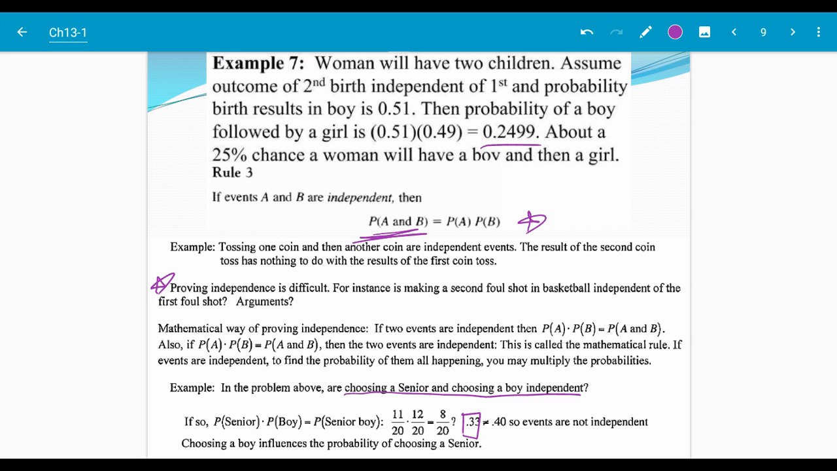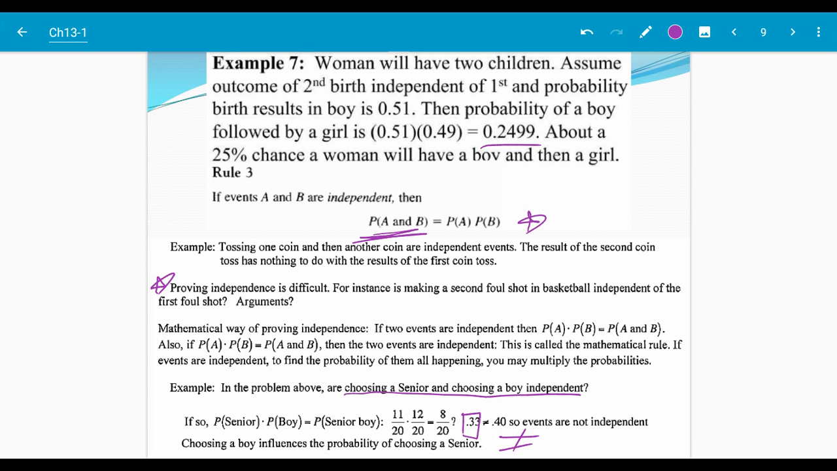But the probability of selecting a senior boy, that overlap, if you recall from the chart, there were 8 senior boys in the class. 8 out of 20 is 0.4. These are not equal to each other. So because they are not equal and they do not work in this equation, they are not independent. Okay? And this is how we illustrate this. This is how we prove this, by showing that it either works or it doesn't work in this equation.